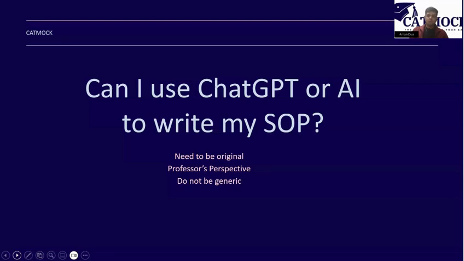No professor is going to entertain a ChatGPT or an AI version of the SOP. And remember, these are professors. A lot of students submit AI ChatGPT content to them. They have a very good eye for looking at whether you have used ChatGPT to write that SOP or not. Please don't use it.